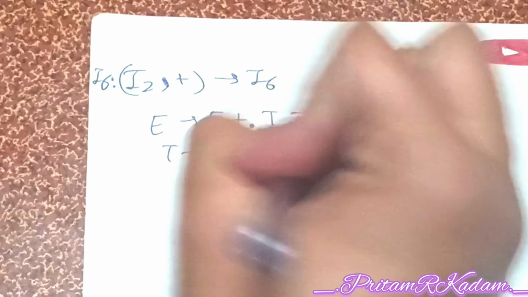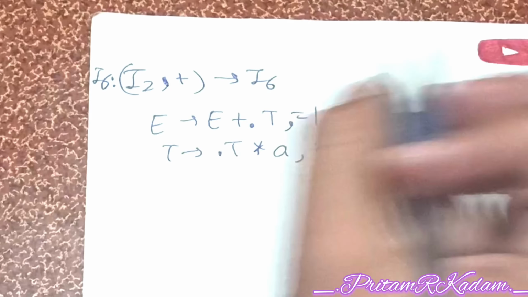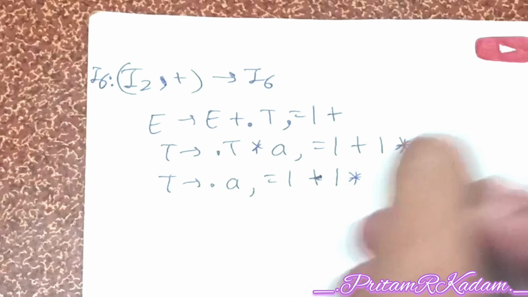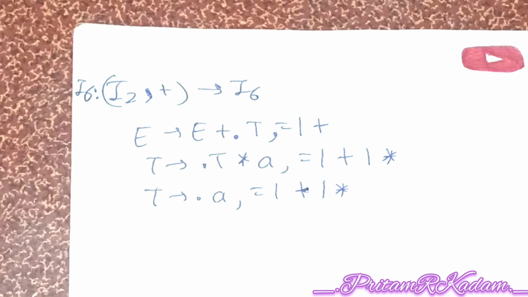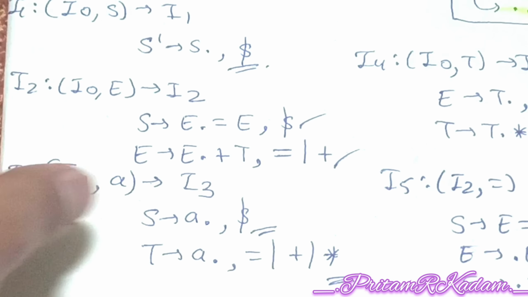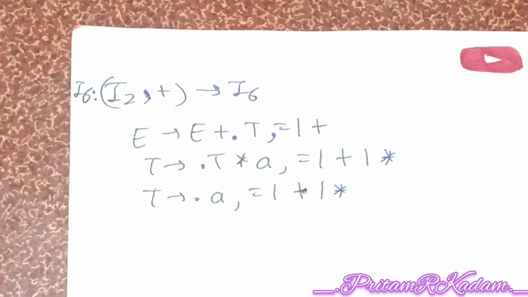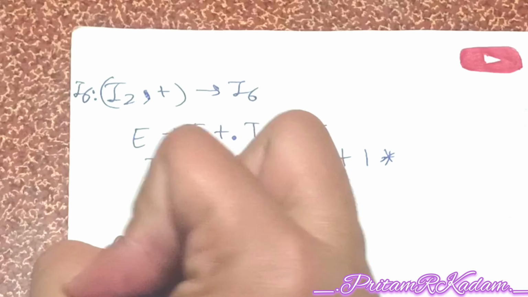Now we will have the productions of T. So T gives dot T star A and T gives dot A, and I will have the first of the next element of the T, which was the look ahead itself. So I have written the whole look ahead and star to avoid the looping. Okay, so now we have completed this one. Dot is at the end in these productions, so those are completed. Now the first production is also completed, so we will proceed to the next production.